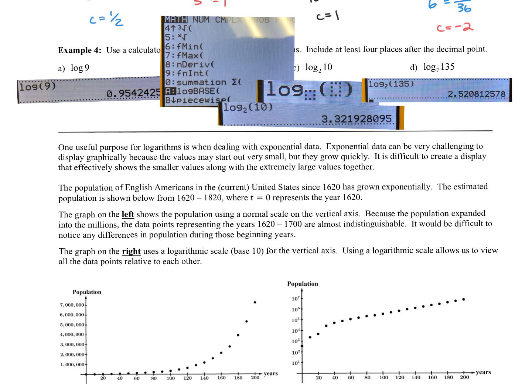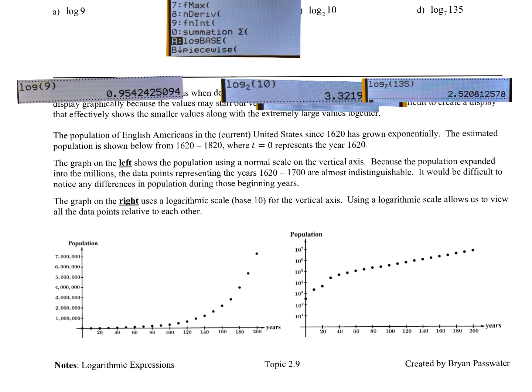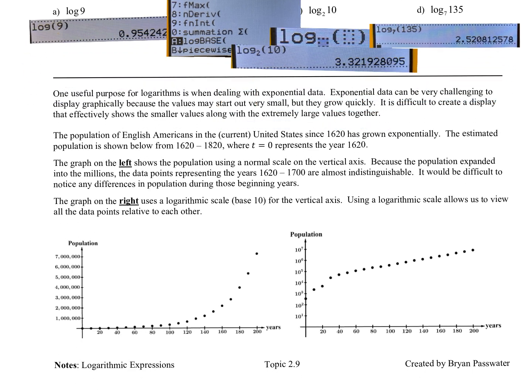The graph on the left shows the population using a normal scale on the vertical axis, because the population expanded into the millions. The data points representing the years 1620 to 1700 are almost indistinguishable. It would be difficult to notice any differences in population during those beginning years. The graph on the right uses a logarithmic scale base 10 for the vertical axis. Using a logarithmic scale allows us to view all the data points relative to each other.